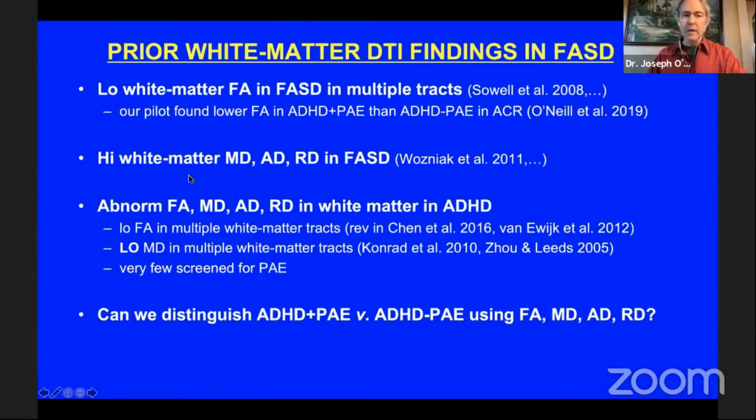Other studies have found high white matter mean diffusivity, axial diffusivity, and radial diffusivity in FASD. And there have also been abnormal DTI findings in white matter in ADHD, including low FA in many tracts, and surprisingly low MD. The low MD is supposed to be good, but low MD has been found in multiple white matter tracts in ADHD. But again, very few of these studies screen for prenatal alcohol exposure. We asked if we can distinguish the two etiologies using these 4 DTI indices.